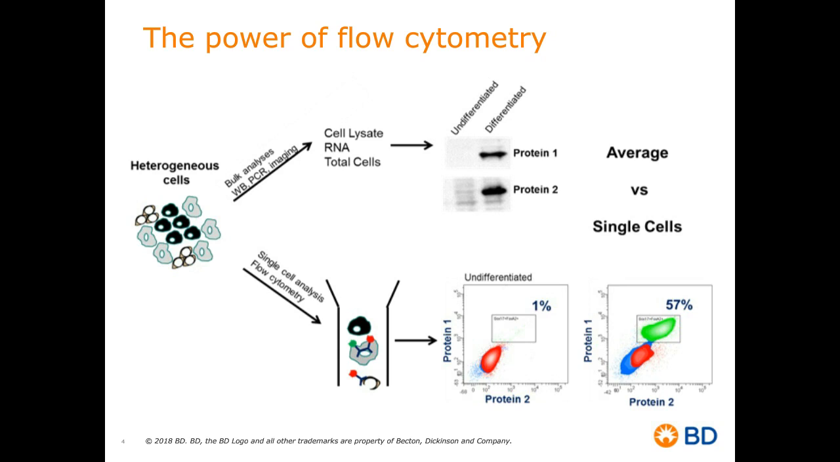However, it would be impossible for us to determine how many of the cells responded to the stimulation and whether it's only a discrete specific subset that did so. And that's where flow cytometry can really address those questions.